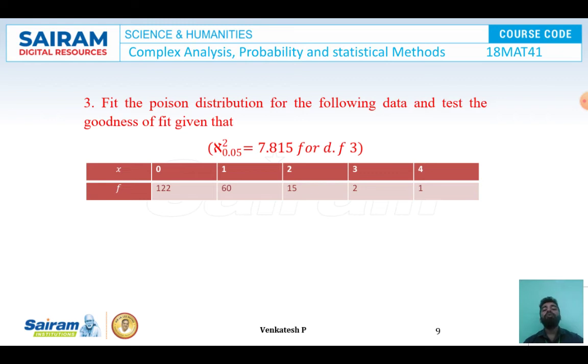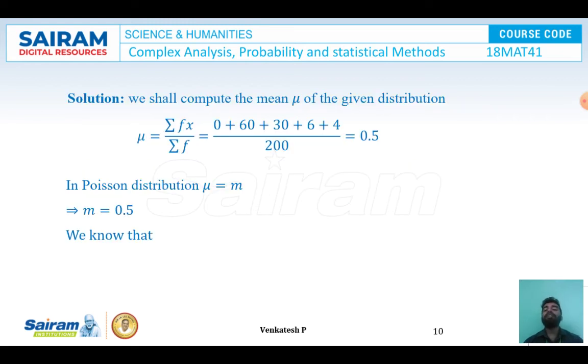So now to check this hypothesis, first thing is we have to calculate the estimated frequency. To calculate this estimated frequency, first we need to calculate the mean value to calculate the Poisson distribution. So here the mean will be equal to summation f of x by summation f. Adding all the values over here, we got 0 plus 60 plus 30 plus 6 plus 4 divided by 200. After simplifying this, we got the value of mu is equal to 0.5.